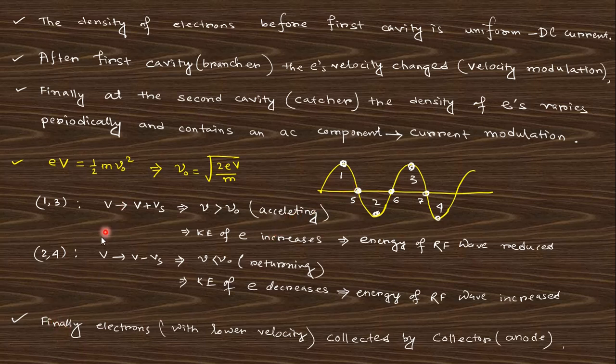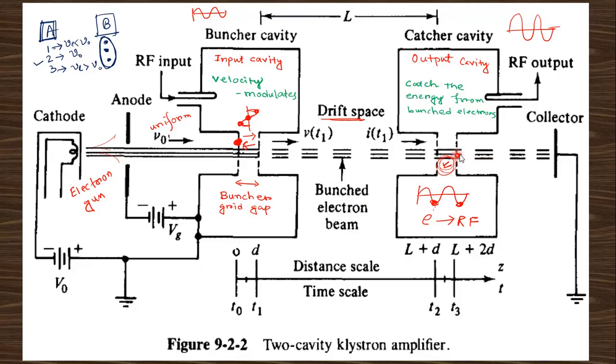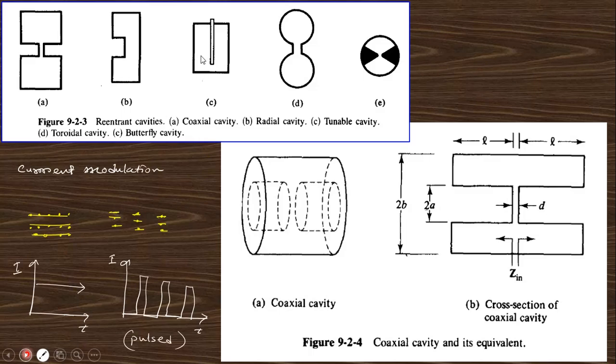Okay. So there are three types of electrons, which will be increased and they make bunches, and finally the electrons with lower velocity are collected by the collector. So at that point the electron is collected here. Here the RF power is caught by this cavity, that's why this is called the catcher cavity, or it is also known as the output cavity, because the RF power is output here. So it catches the energy from the bunched electrons, that's why this is called the catcher. Okay. You can see these are the various types of cavity actually.